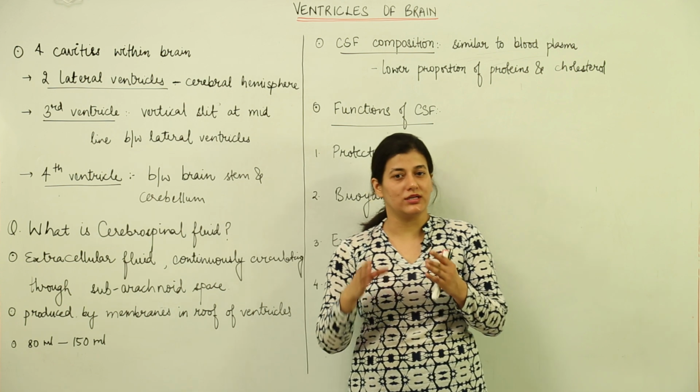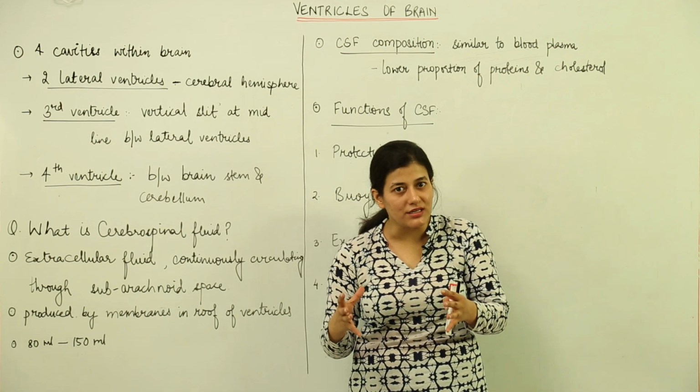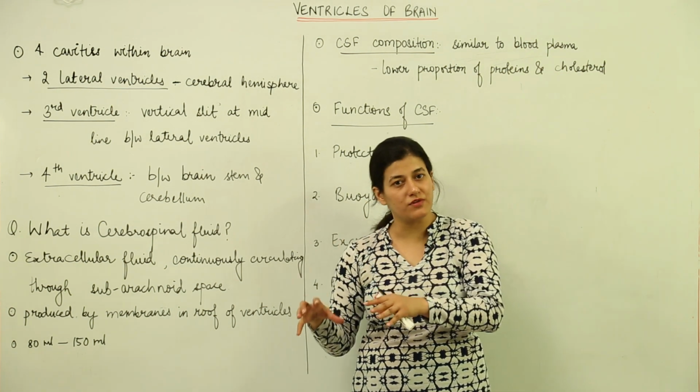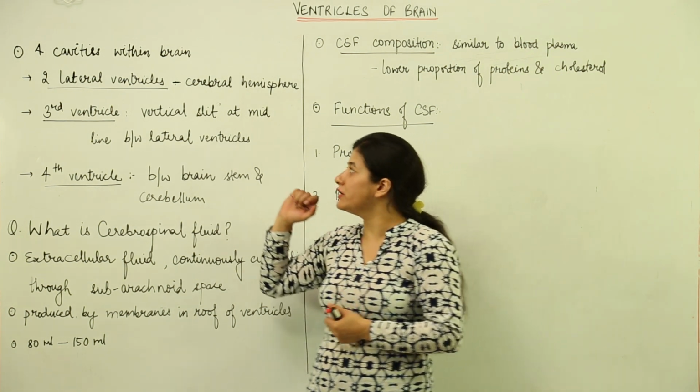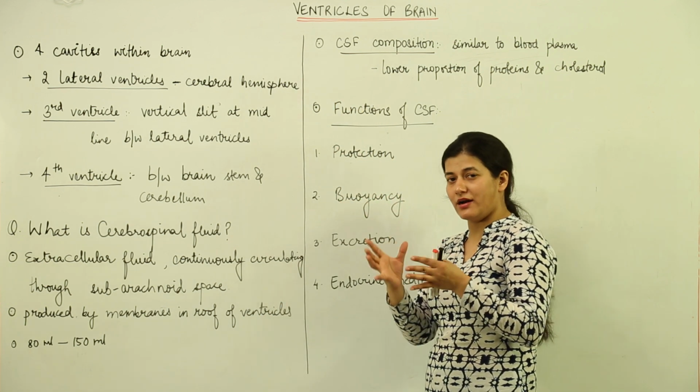Over here also, the cerebral ventricles that we are going to discuss are nothing else but hollow cavities inside which the parts of the brain are located. Now, these ventricles are 4 in number. You have to remember that there are 4 ventricles.